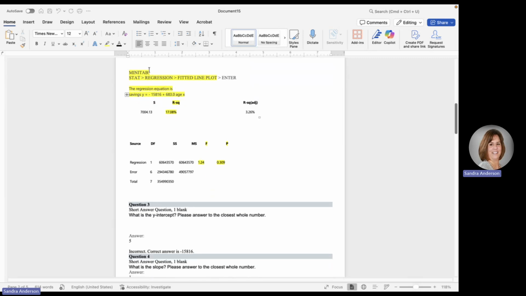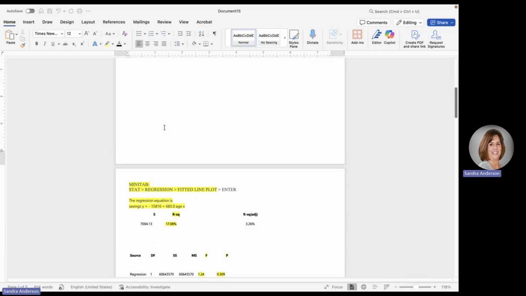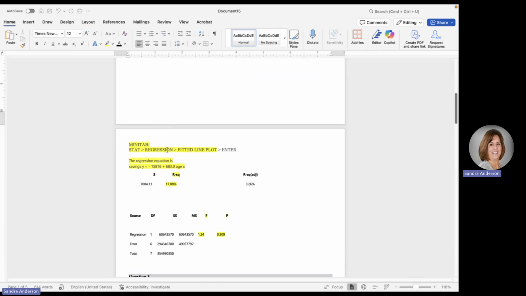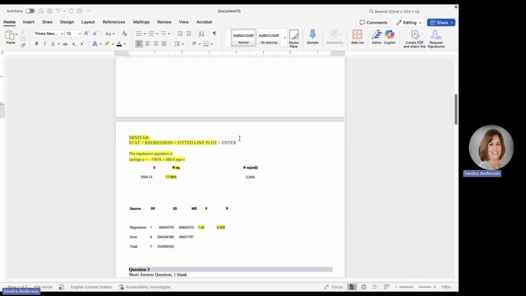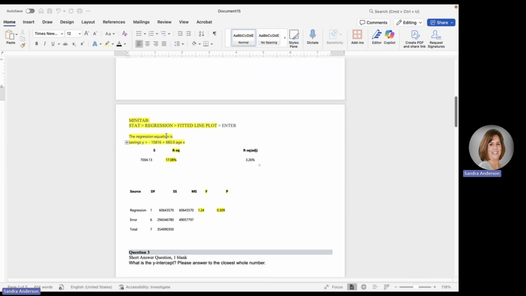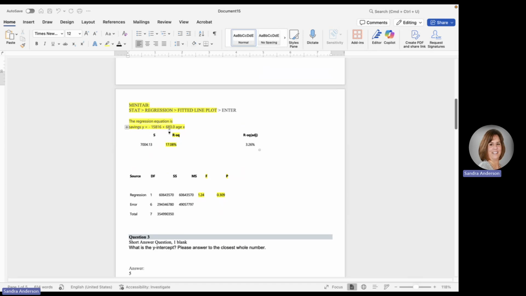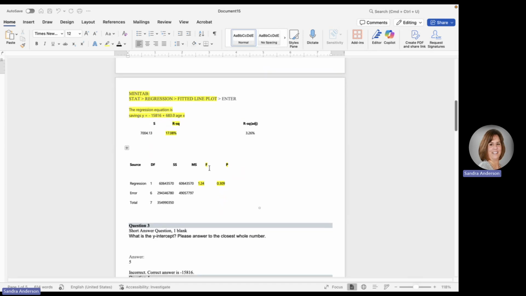So in Minitab, you need to go ahead and put in your data in 2 columns. And then you're going to go to Stat, Regression, and Fitted Line Plot. When you do this correctly, you will get the following information. You'll get the regression equation, you'll get the R squared percentage, and you'll also get the F, which in this case is the test statistic, and the p-value, which we'll use in a little bit like we do in all our hypothesis testing, is 0.309.